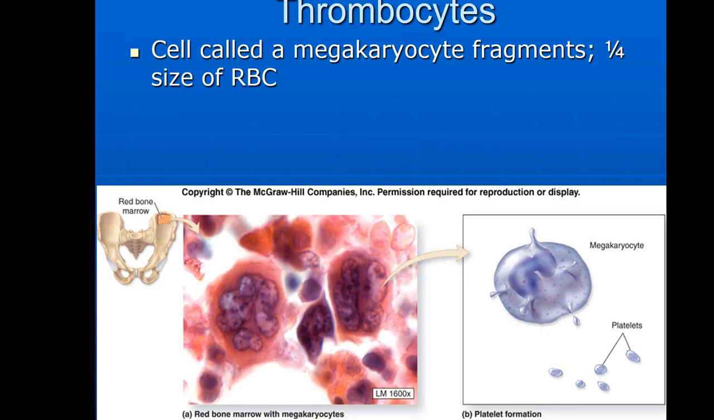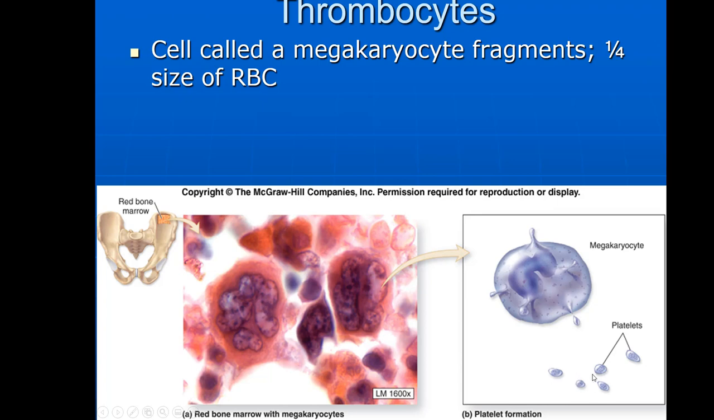All right, lastly, thrombocytes. So thrombocytes are platelets, same thing. Their job is to clot blood. An interesting thing about the thrombocytes is they're not true cells. So what happens is you have a cell called a megakaryocyte, looks like this, and then it just kind of breaks apart and it fragments, and all the little fragments are the thrombocytes.